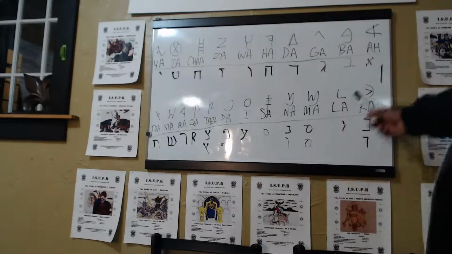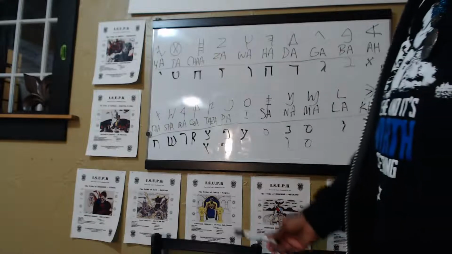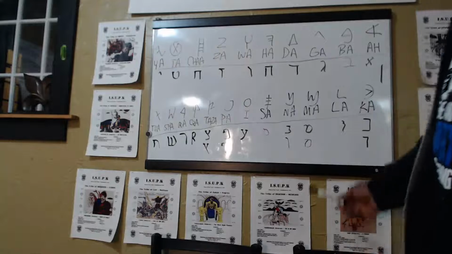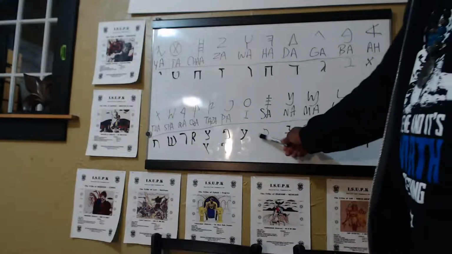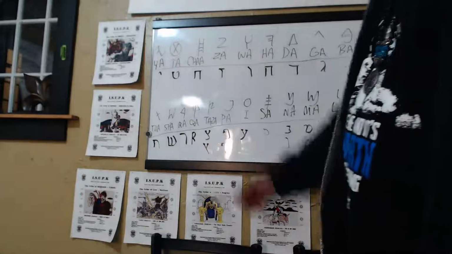Now, when you get to the Assyrian, the da almost looks like the ra. The ma almost looks like the sa. The ha almost looks like the ka.